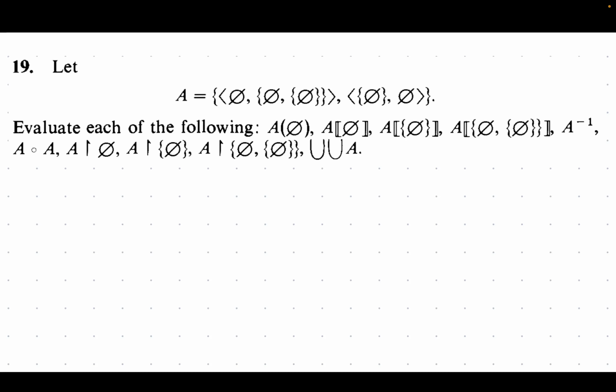Chapter 3, Exercise 19. Let A be the function containing the two ordered pairs: the first being the empty set, comma, the set containing the empty set, and the set containing the empty set. And the second ordered pair being the set containing the empty set and the empty set. Evaluate each of the following.